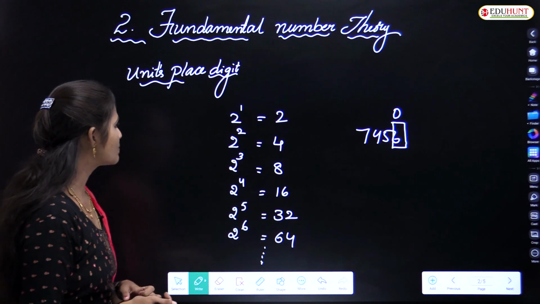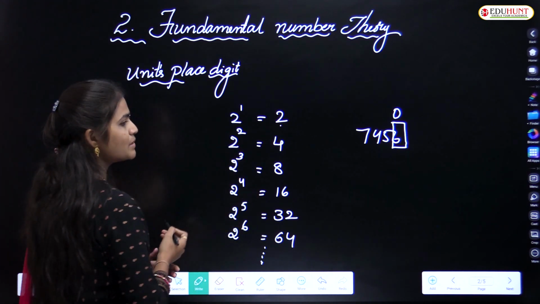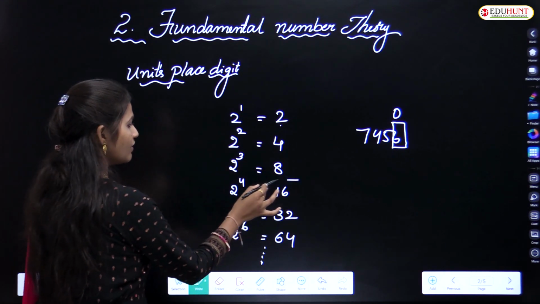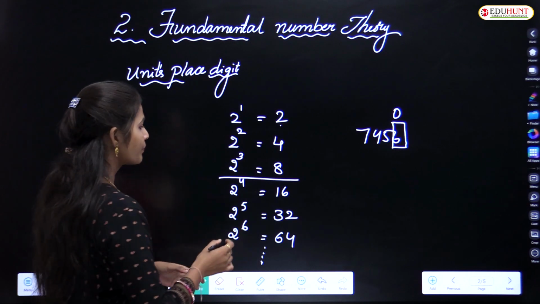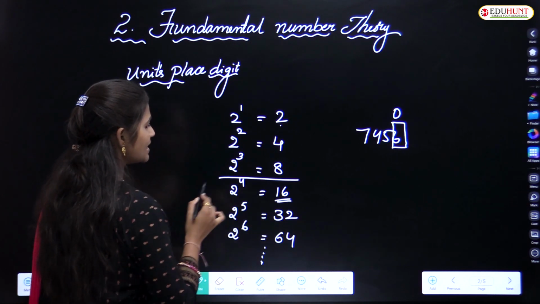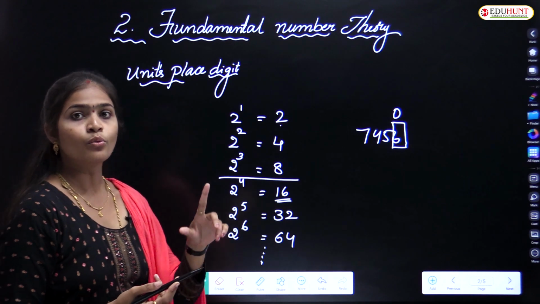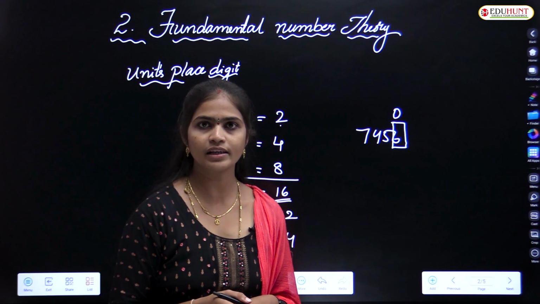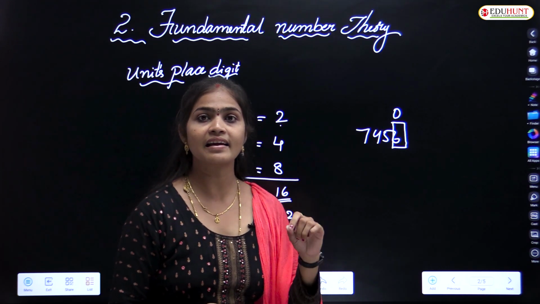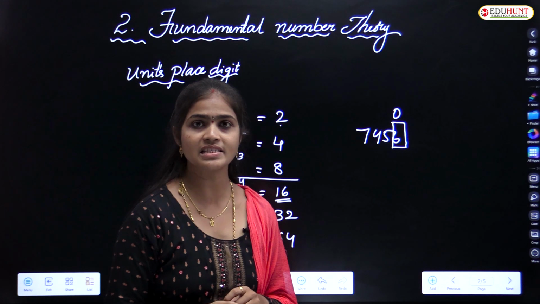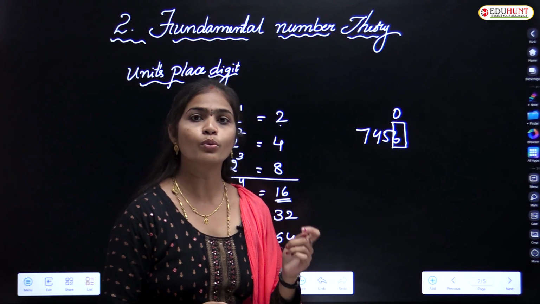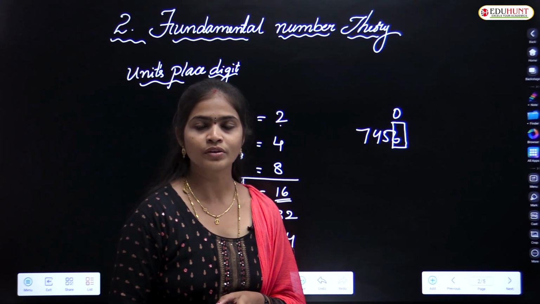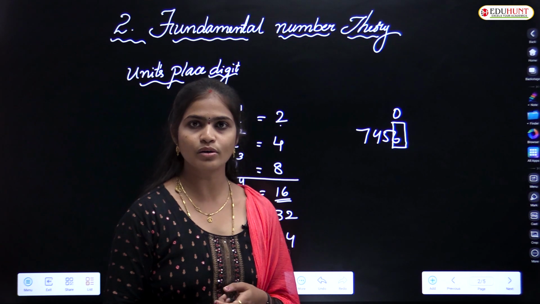Just observe this. 2 power 1 is 2. 2 power 2 is equal to 4. 2 power 3 is equal to 8. Up to here we have only single digit numbers. 2 power 4 means 16. In 16, what is the last digit? 6 only, no? What is the units place digit in the number 16? That is 6 only, no? Or what is the ones place digit of the number 16? That is 6 only, no?